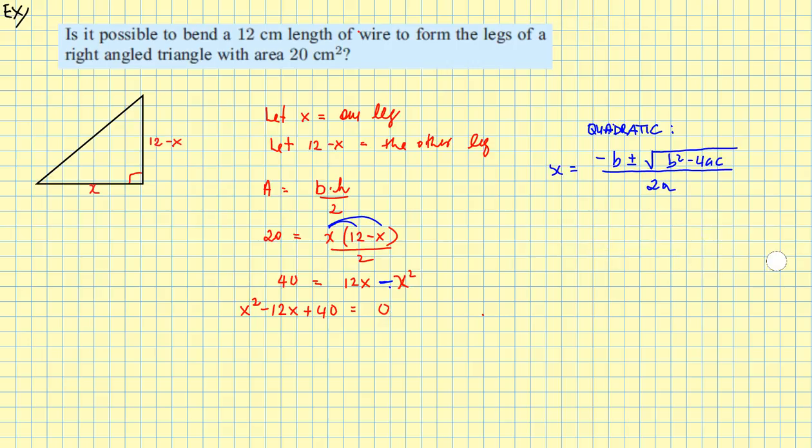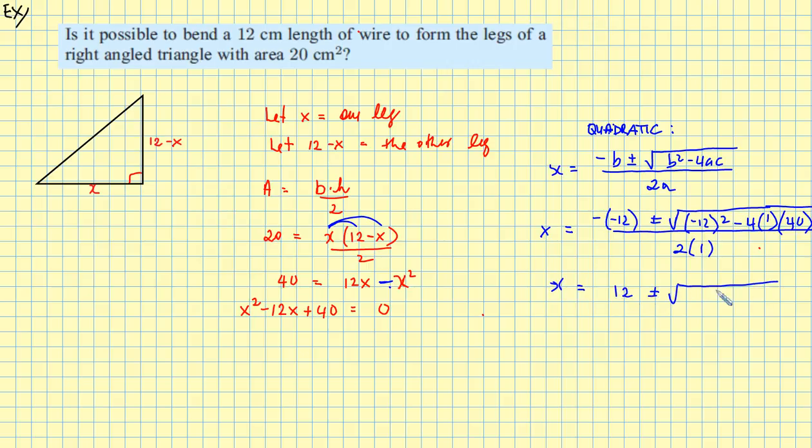As a result, my quadratic is going to change, so that I end up getting negative 12 plus or minus, and it'll be negative 12 squared minus 4 times 1 times 40, and that all will be divided by 2 times 1. And when I go to solve for x here, I discover that I've got 12 plus or minus the square root of 144 minus 160, all divided by 2.